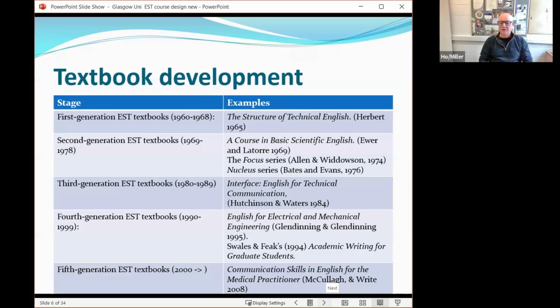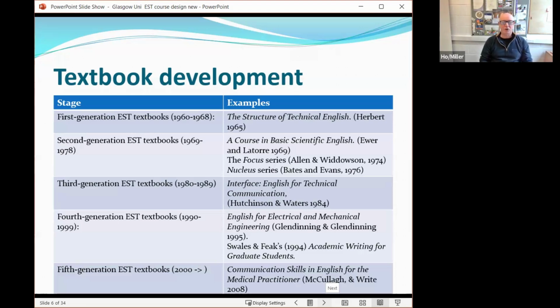Second generation, the Course in Basic Scientific English, the Focus series and Nucleus series, these were very prominent in the late 1970s. And again, what was happening here was that the materials were being developed specifically for groups of science or technology type students, but they were very basic. They were black and white drawings and kind of mechanical exercises in the textbooks.